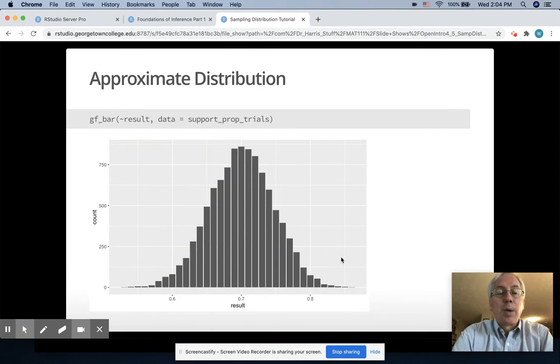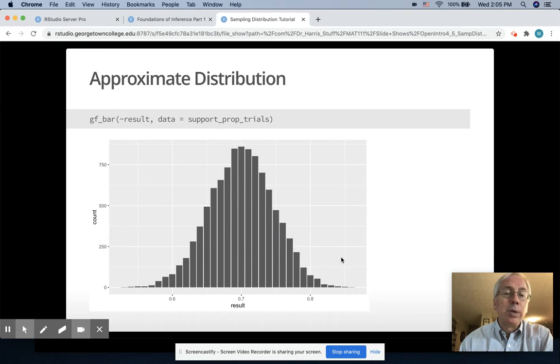And so here is our approximate density plot, bar graph, for the distribution of p hat for this population. So we notice a few things. We can describe its shape. We can describe where it's centered. We can describe approximately what we think the standard deviation might be. So we're going to be looking at that in a couple slides from now.